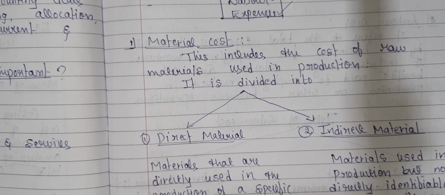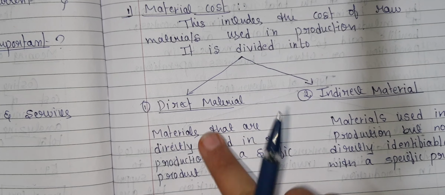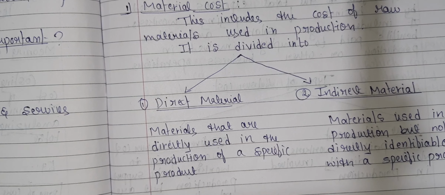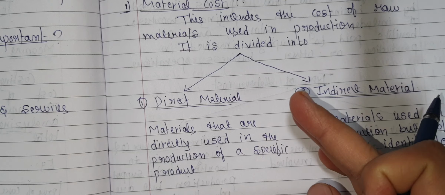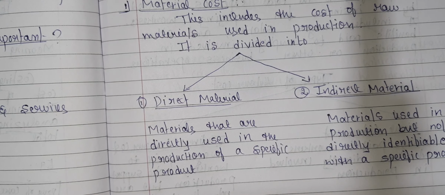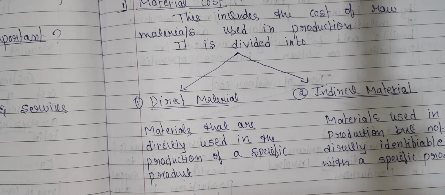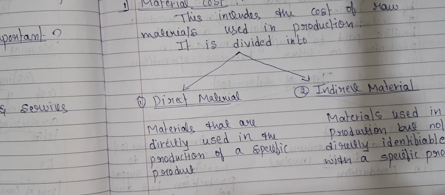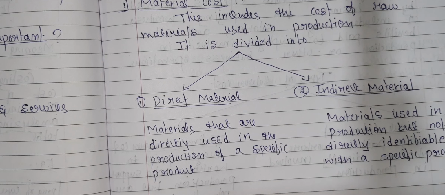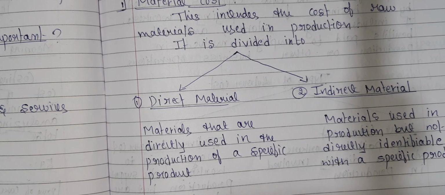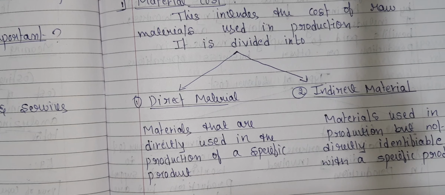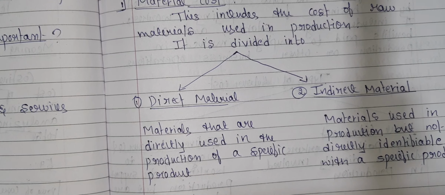First we will see the meaning of direct material. It means materials that are directly used in the production of a specific product. Here we have used the materials directly in the production of a product or service.